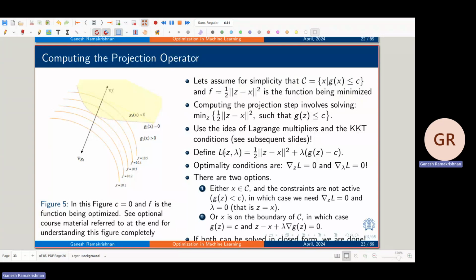I want to minimize f, which means there's a tension. I want to minimize f and yet honor the constraint g1(x) less than 0. Okay. A simple constraint g1(x) less than 0. We'll look at more complex ones later on. Okay. And in fact, I've taken it to be g(x) less than or equal to c, but without loss of generality, set c to 0. Okay. So this is the exact projection step.